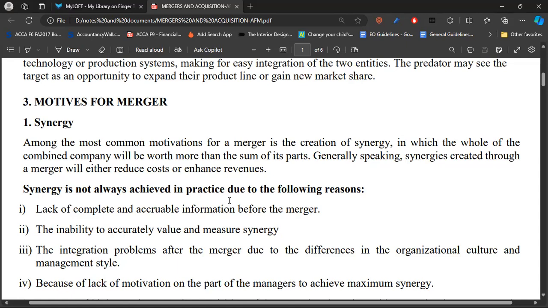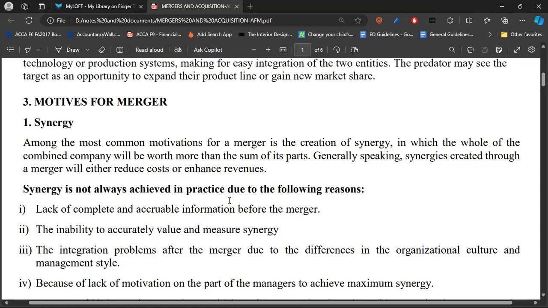It is the creation of a whole which is greater than the sum of its individual parts. For example, when you look at synergy in the aspect of management, we normally say 1 + 1 is equal to 3. And synergy is not always achieved in practice due to the following reasons. I can give some reasons there.